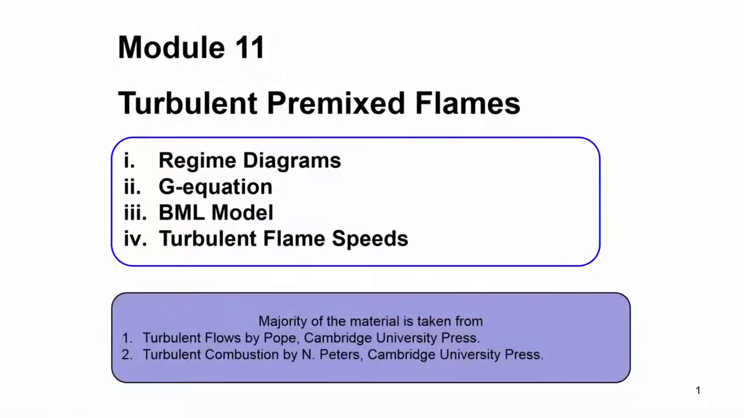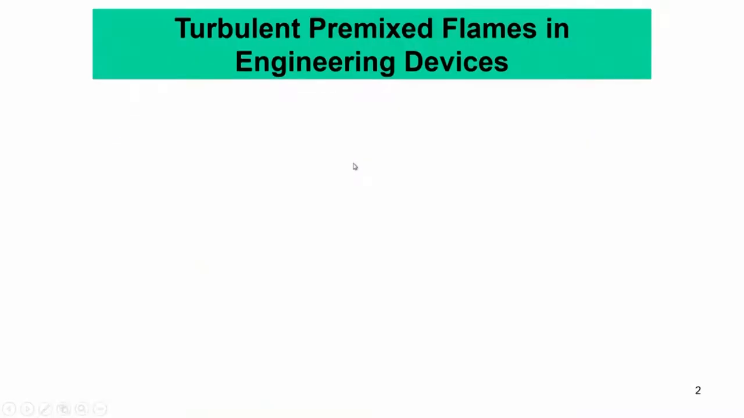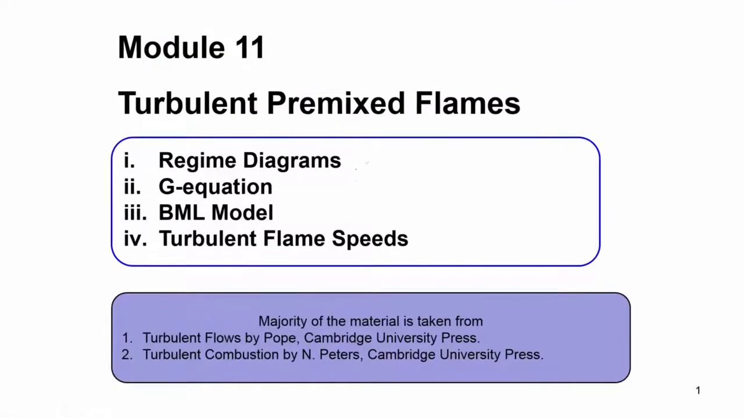Okay. So first we'll go with these regime diagrams. And then we will go with the G equation model, the Bray-Moss-Libby model and turbulent flame speeds. The majority of this material is mainly taken from the turbulent combustion book by Norbert Peters and a little bit from the turbulent flows book by Pope also.